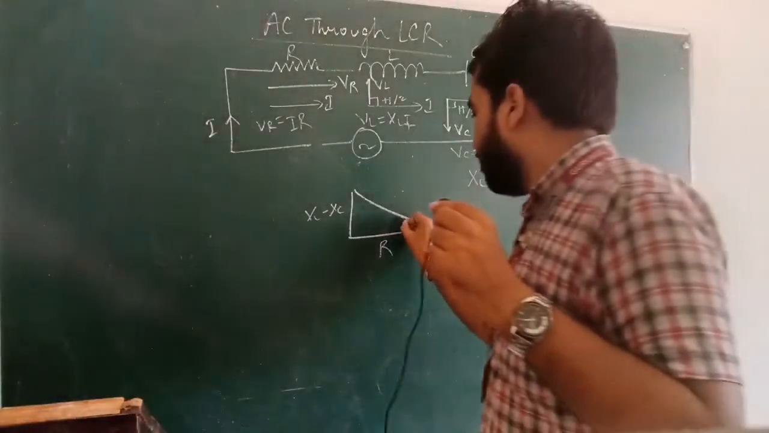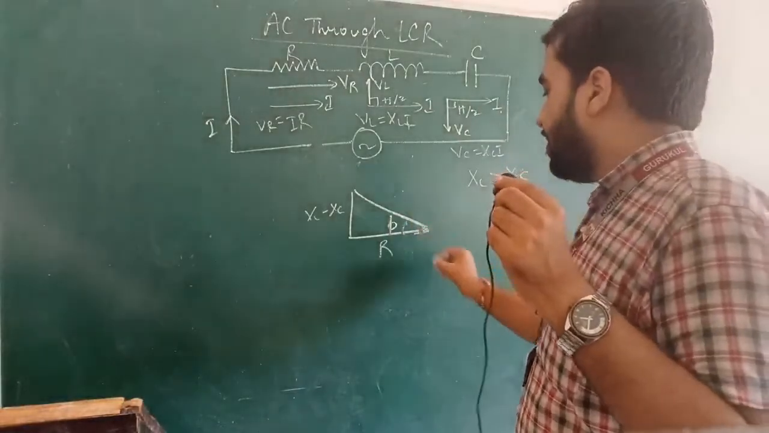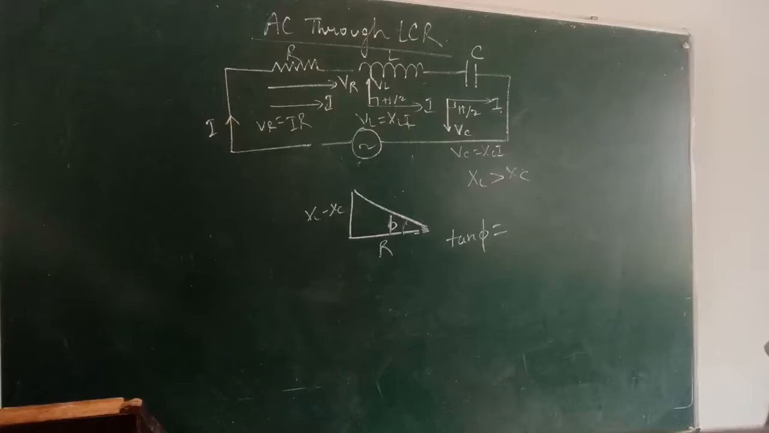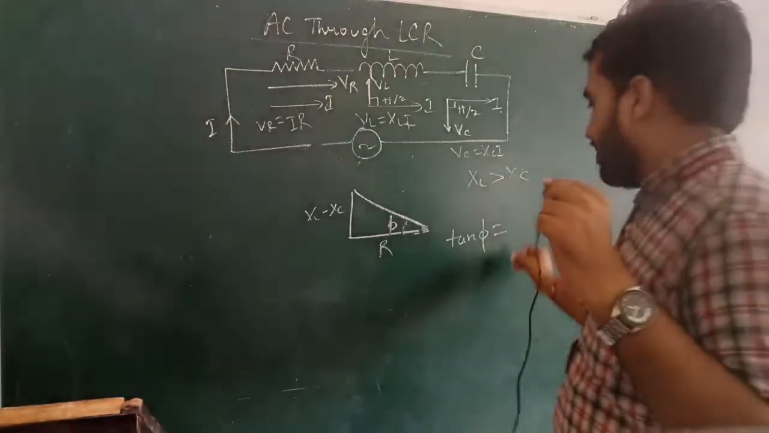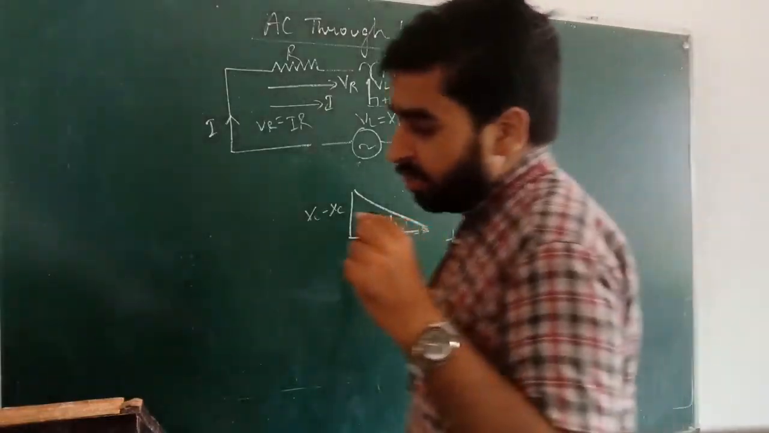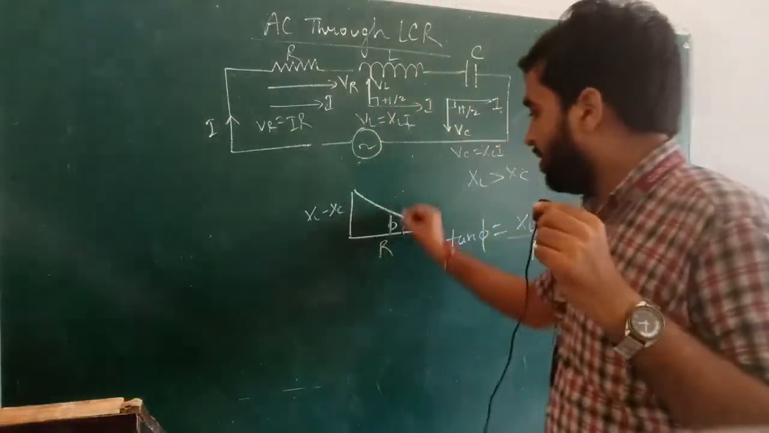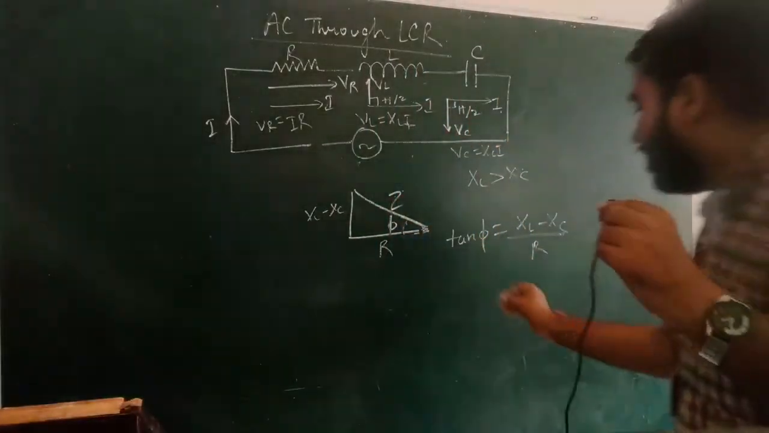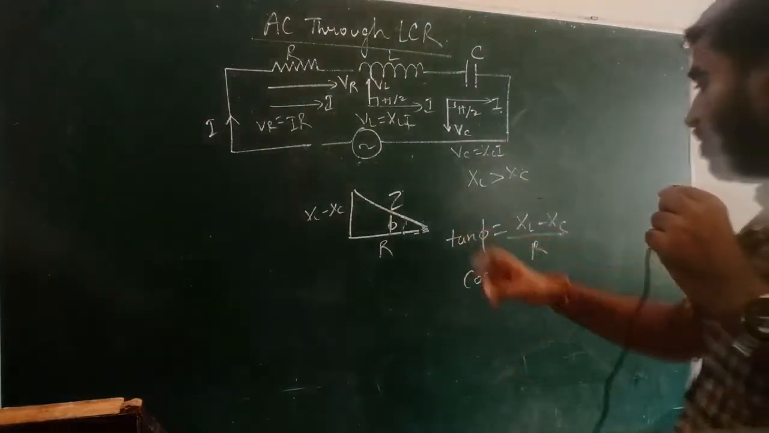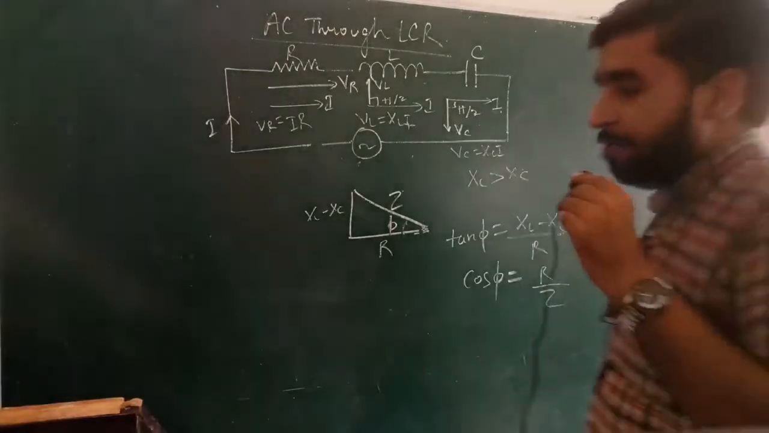This was phi. So what will be the value of tan phi? And this is the impedance. Tan phi is equal to perpendicular upon base, so XL minus XC divided by R. Tan phi is equal to XL minus XC upon R, and this is Z, the impedance. What will be the value of cos phi? Base upon hypotenuse, so R upon Z. This is the value of cos phi.